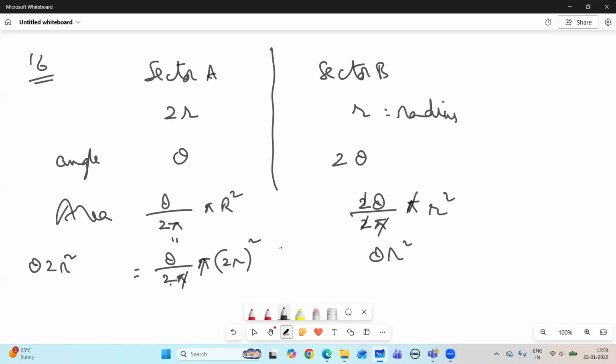Okay, so we have to find the ratio of these two. So 2 theta r square is to theta r square, theta r square cancels, we get 2:1. Okay, so this is the right ratio.